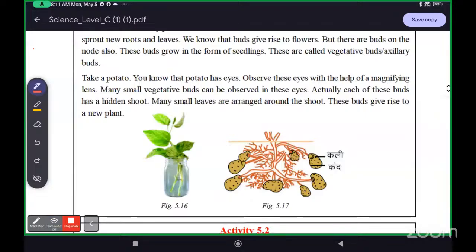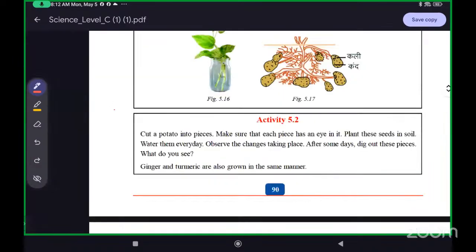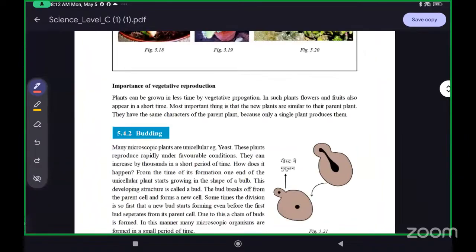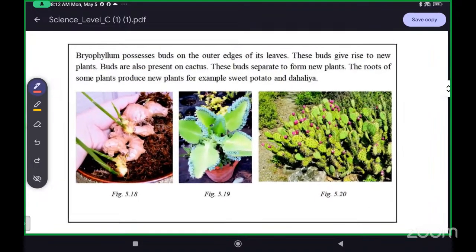Okay, hope it was clear to you all how vegetative propagation works. There are even types of it, depending on which part the new plant is growing from. It has different names, so you can have a look at it further. Here you can see some of the plants having vegetative propagation.